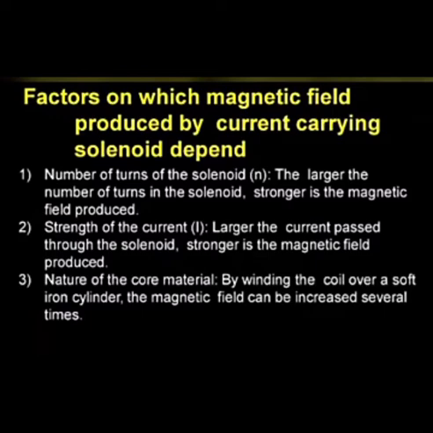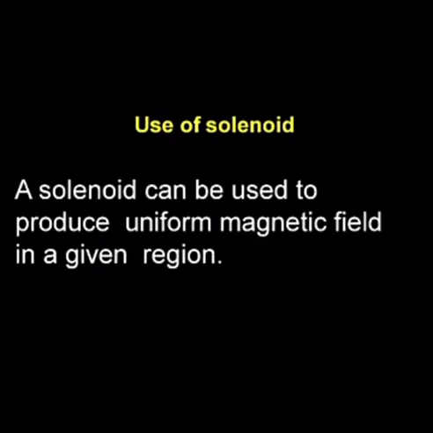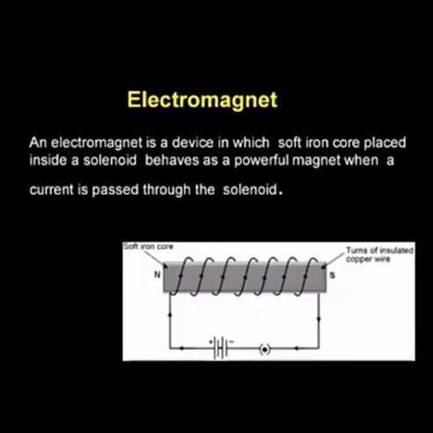Nature of the core material. By winding the coil over a soft iron cylinder, the magnetic field can be increased several times. Use of a solenoid: a solenoid can be used to produce a uniform magnetic field in a given region. What is an electromagnet? An electromagnet is a device in which a soft iron core placed inside a solenoid behaves as a powerful magnet when a current is passed through the solenoid.